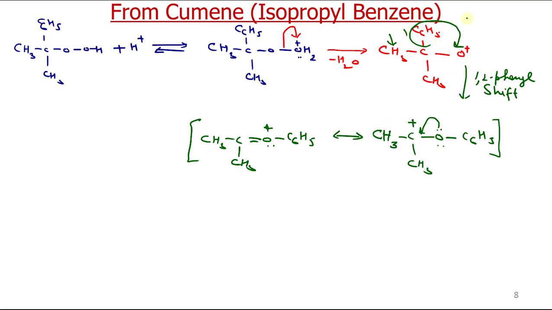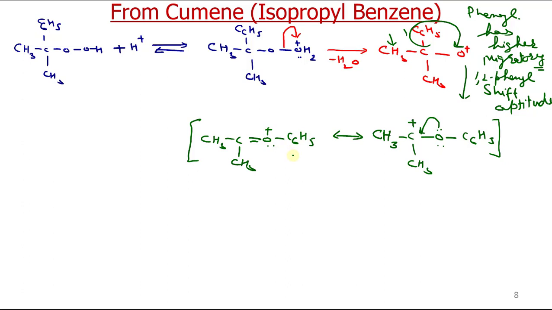And out of phenyl and methyl, why has the phenyl shifted? Because phenyl has higher migratory aptitude, which we have already discussed in pinacol rearrangement. That's why this phenyl group migrates, or we can say it shifts. There is a 1,2 phenyl shift to get a carbocation which is resonance stabilized.